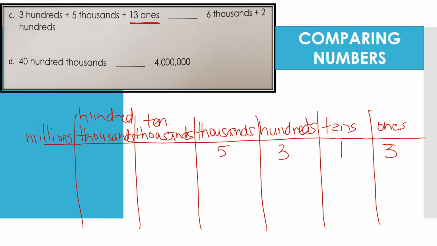Now we're going to compare that to 6,000s. Come down here and put a 6. 200s, and nothing else. So these are filled in with zeros. So now when I look at it, I can look at that thousands place and see that my 5,000s is going to be less than 6,000.